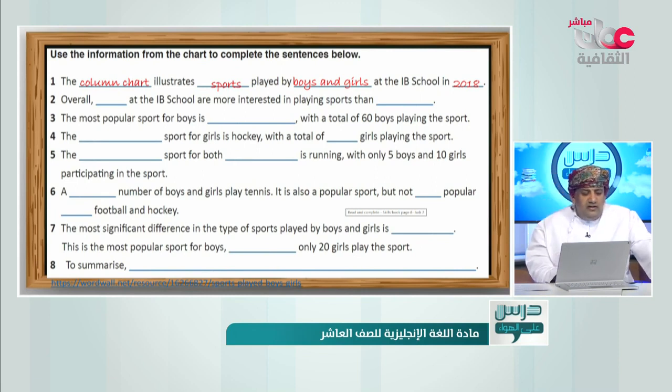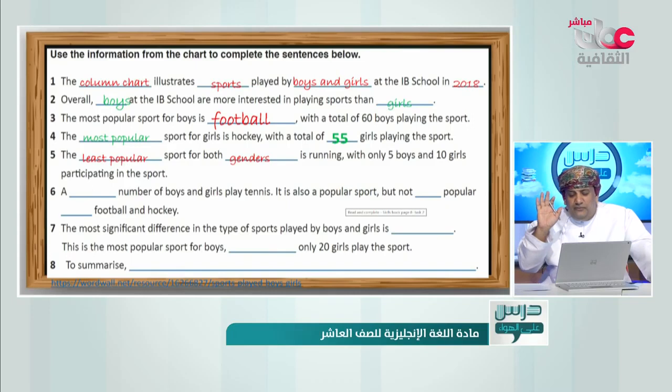So overall, boys at the IB school are more interested in playing sports than girls. Okay, the most popular sport for boys is, we said, football, with a total of 60 boys playing the sport. And the most popular sport for girls is hockey, with a total of how many? Do you remember? Yes, 55 girls playing the sport. The least popular sport for both genders, boys and girls, I mean, is running, with just five boys and 10 girls participating in the sport.